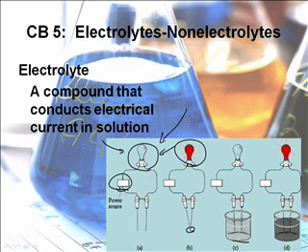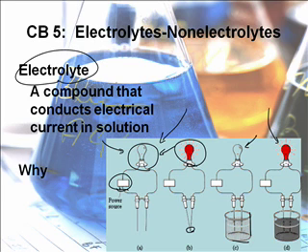So this is a solution, and some solutions will leave the light bulb turned off. Some solutions will turn the light bulb on. Those that turn it on are called electrolytes. Isn't that easy? All right. Why does this happen? The answer is because you have dissolved ions. Now, let's recall for just a moment, what is an ion?